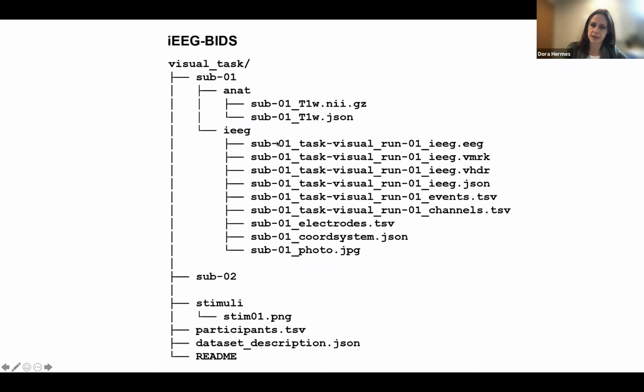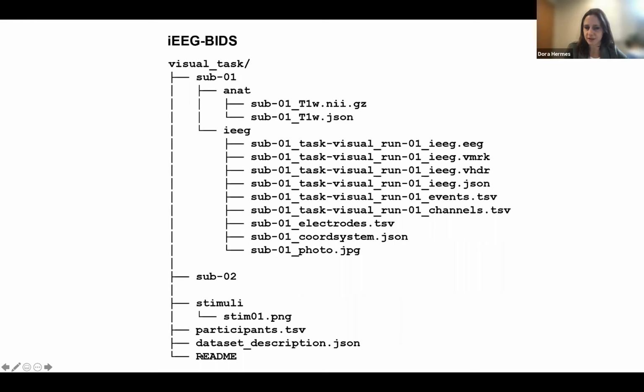So you can see here that in the intracranial EEG folder, we have several files, the EEG, vMarker, vHeader, that are annotating this type of intracranial EEG data. Then it's accompanied by a JSON file that stores the metadata related to what kind of task was run, what was the amplifier that was used. Then there's an events file that has the onsets of each event, the channels, which annotates which channels were recorded. Electrodes, which has the electrode positions. Coordinate system, operative photos is optional. And then also the stimuli that were shown during this task.